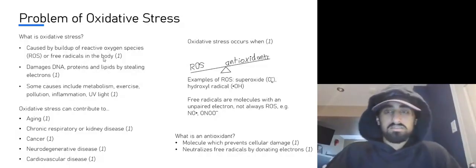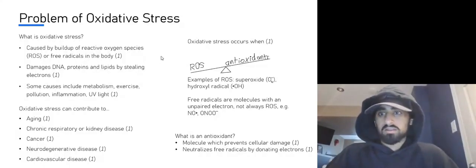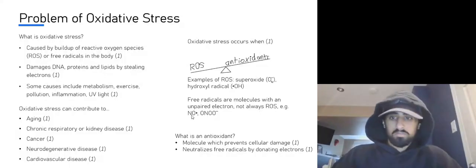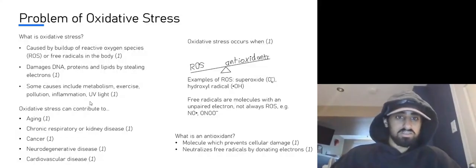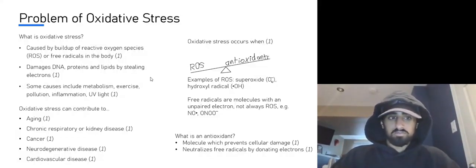A free radical is a molecule that has an unpaired electron. So this would be an example of a molecule that is not a reactive oxygen species, but it is a free radical because it has an unpaired electron, which is represented by this dot here. And these molecules damage DNA, proteins, and lipids by stealing electrons from them.